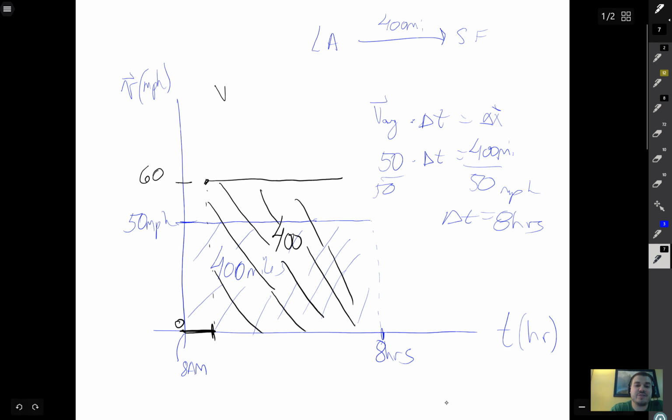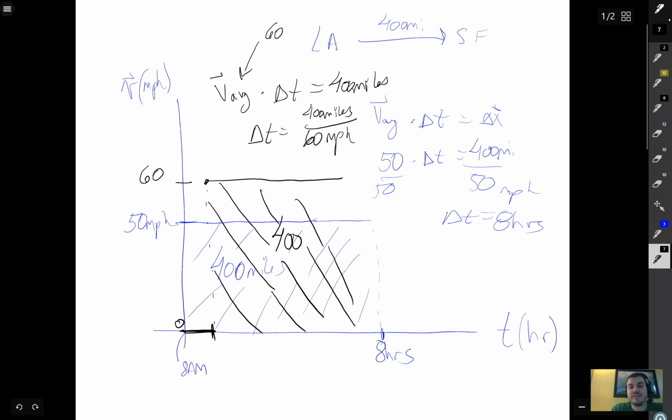So this time we have this new average velocity times that time interval is equal to that same displacement of 400 miles. So this time this is 60. So the new time interval here is going to be 400 miles divided by 60 miles per hour. So 400 divided by 60 is roughly 6 2/3 hours.